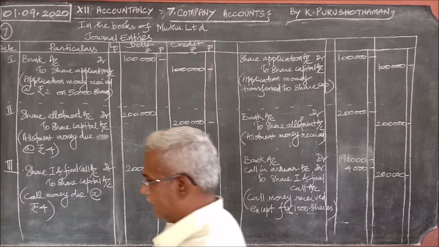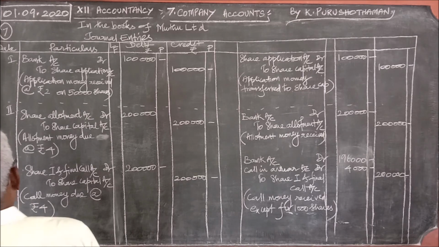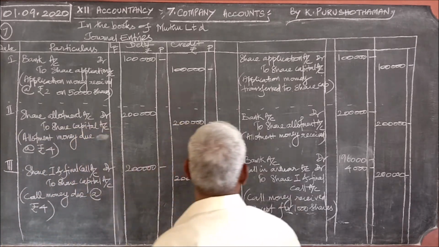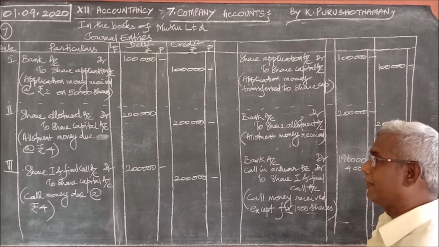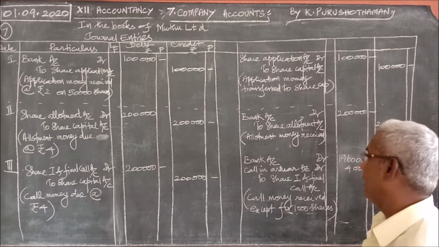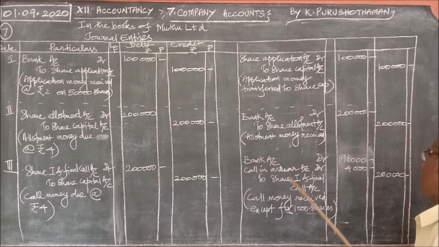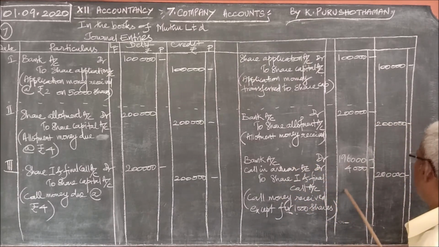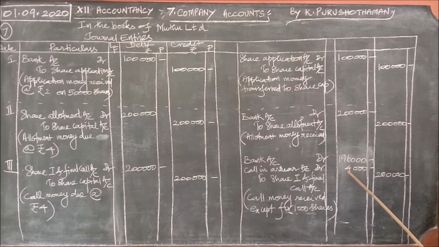But what is the condition given there? The condition given here is that a shareholder holding 1,000 shares failed to pay the call money. That means they did not pay. So 1,000 into 4, 4,000 rupees was not received by the bank. Therefore, the bank received only 1,96,000 instead of 2 lakhs. But generally, there is a principle in a journal entry that both the debit amount and the credit amount must be equal. So, what should be written there?